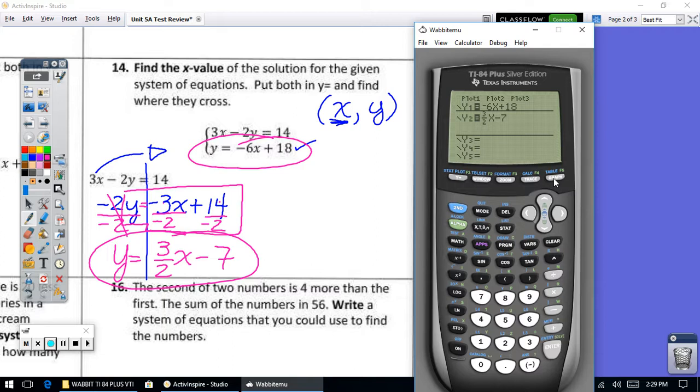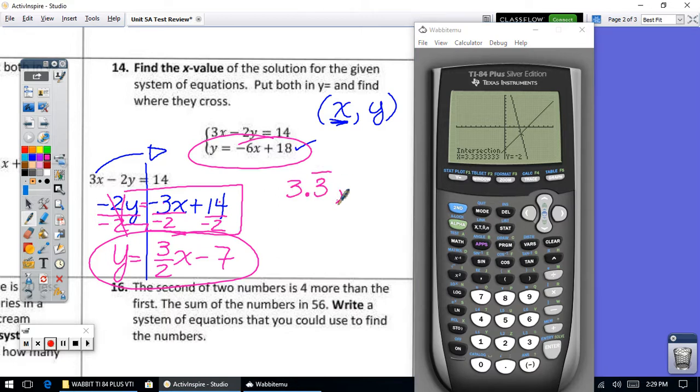Let's do a visual, see if we can find out where they intersect. We see that. Let's calculate it. Second calc, intersect, number 5. Where's my blinking cursor at? There it is. Get it close. Enter, enter, enter. I'm going to write down the actual solution: 3.3 repeating, comma, -2. Go back to the question. The question said find the x value. So my answer would be 3.3 repeating.